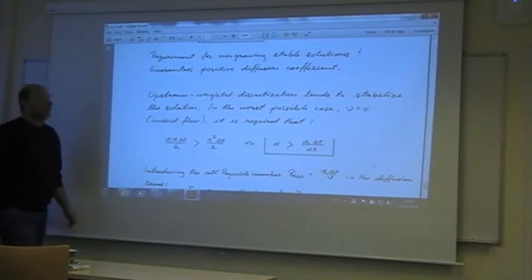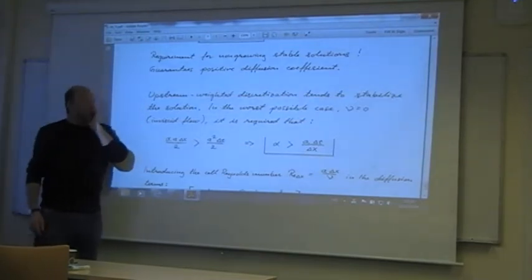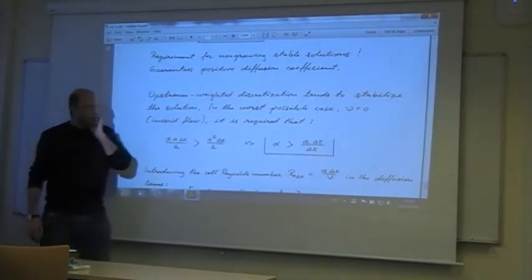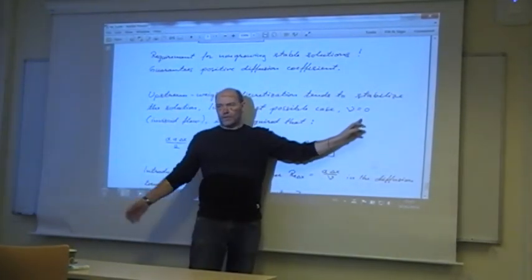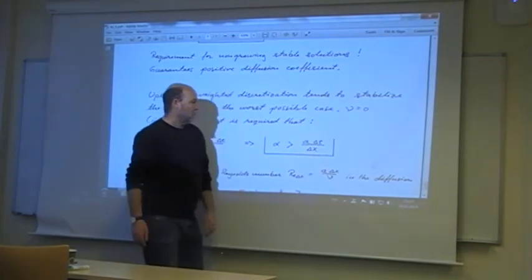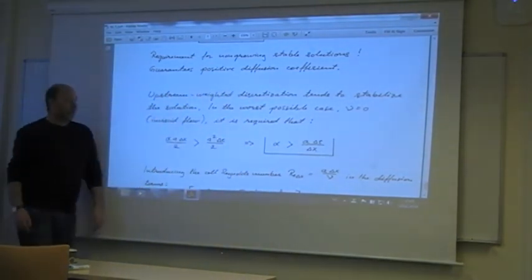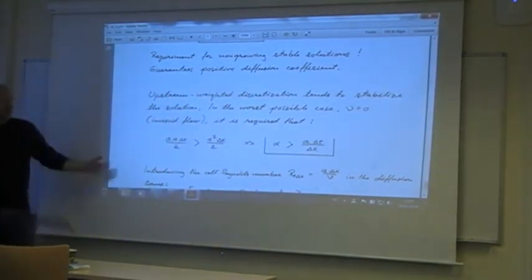Upstream, okay, it stabilizes, and if you look at the worst case scenario, where the viscosity is 0, then you're back to the advection equation. Then it goes without saying that yes, you have to use the upwind scheme.